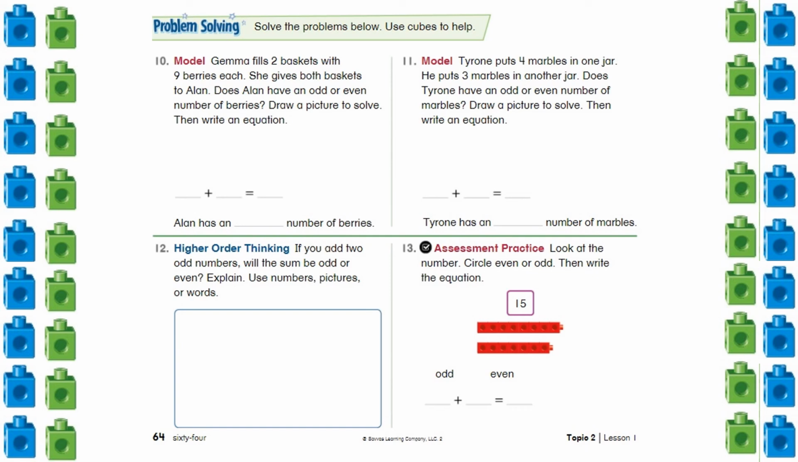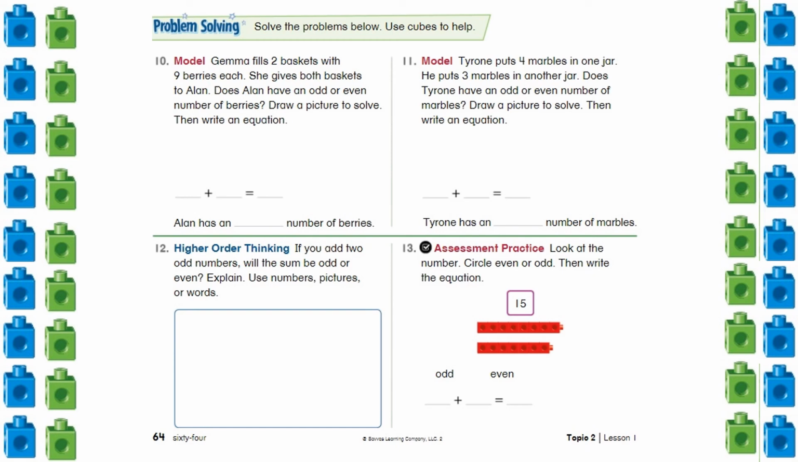Okay, and here's page 64. Number 10 says, Gemma fills 2 baskets with 9 berries each. She gives both baskets to Alan. Does Alan have an odd or even number of berries? Draw a picture to solve. Then write an equation. Now, you don't have to draw a picture of a basket with berries. You can draw counters. You can draw squares. Whatever works.